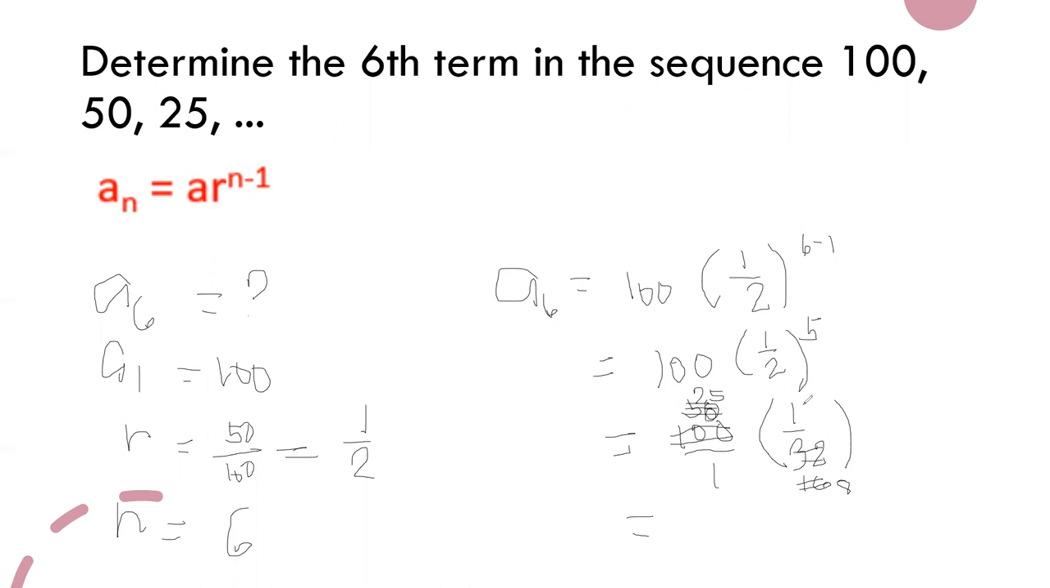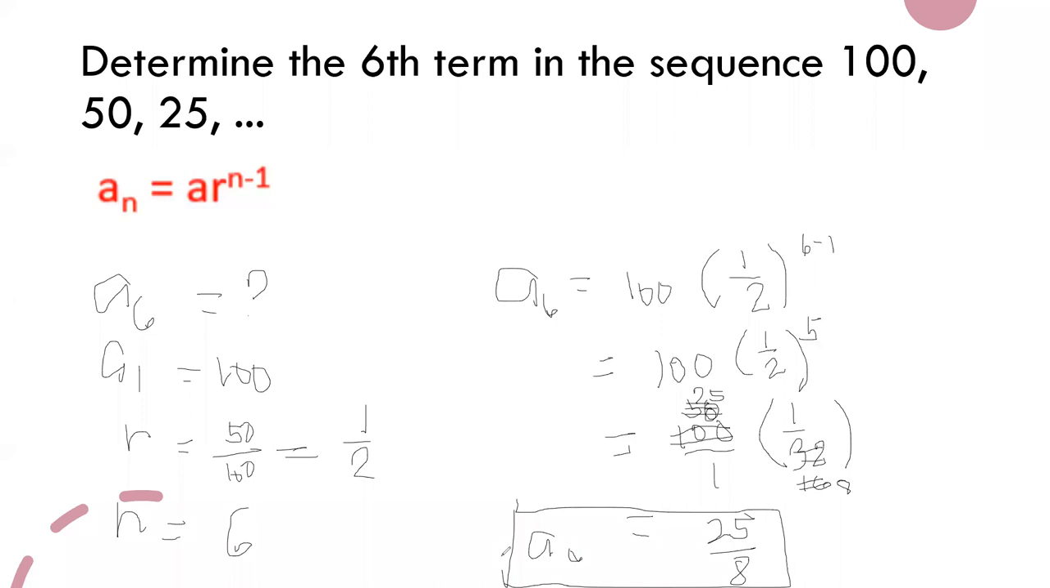Then, numerator to numerator, 25 times 1, that will be 25. And 1 times 8, that will be 8. So our final answer for a sub 6 is 25 over 8. So kailangan pa po bang it's changed into mixed form? No. Hindi na po tayo nag-change sa mixed form. Ang kailangan ko lang lagi ay naka-lowest term.